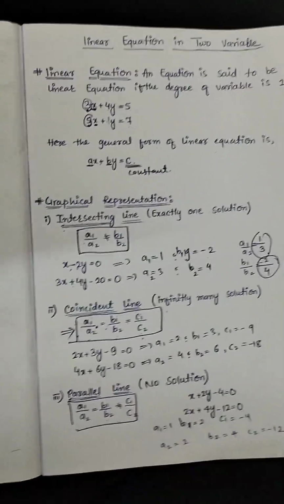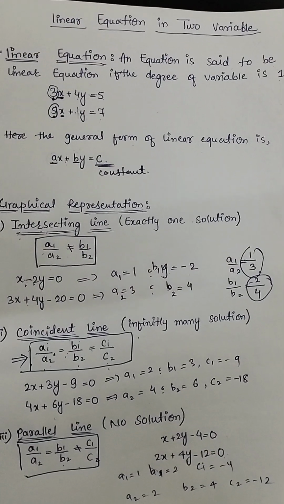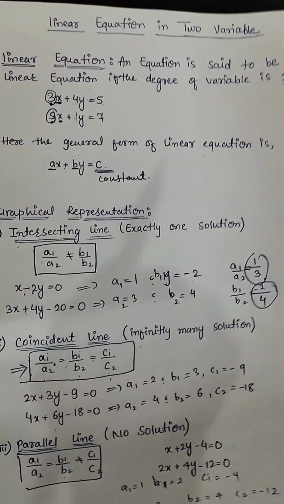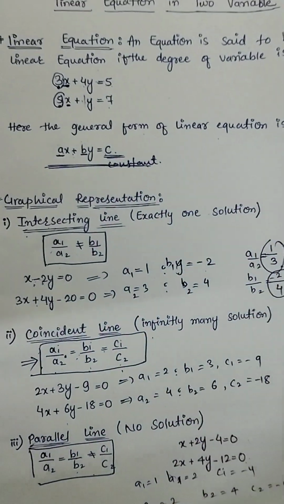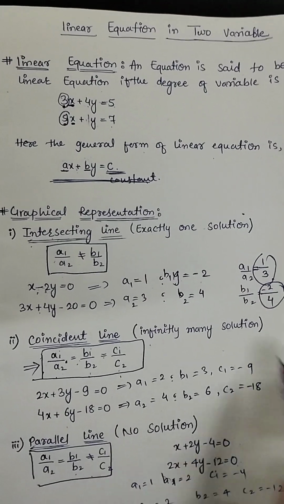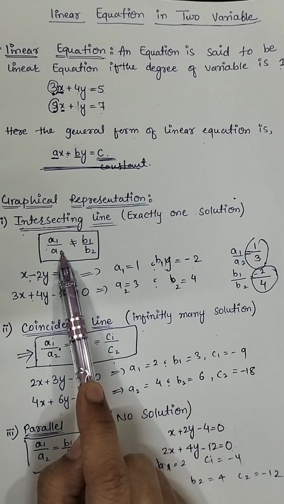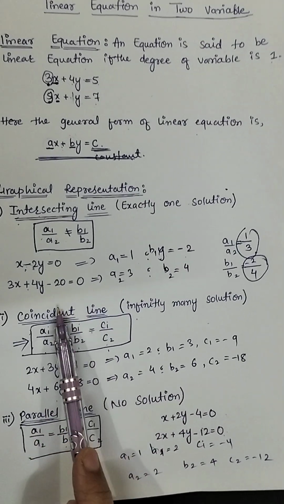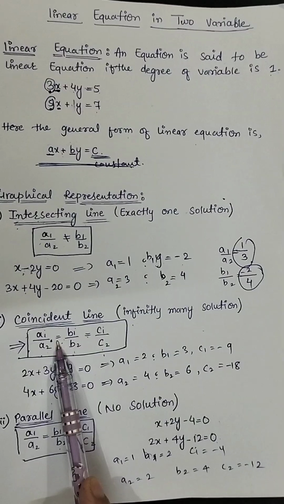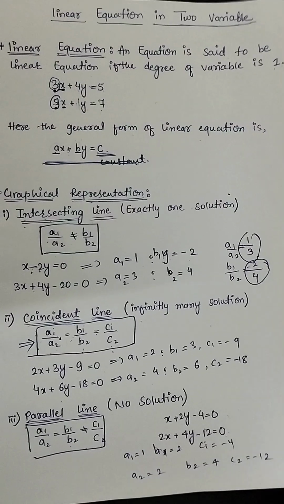So, what is a linear equation? We have recalled all of these. Linear equations are equations in which the variable has degree 1, and the general form is ax plus by is equal to c, and they have three graphical representations. First, if the linear equations are intersecting, then they have only one solution and satisfy the condition a1 by a2 not equal to b1 by b2. Coincident lines have infinitely many solutions and satisfy the condition a1 by a2 equal to b1 by b2 equal to c1 by c2. Parallel lines have no solution: a1 by a2 equal to b1 by b2 is not equal to c1 by c2.